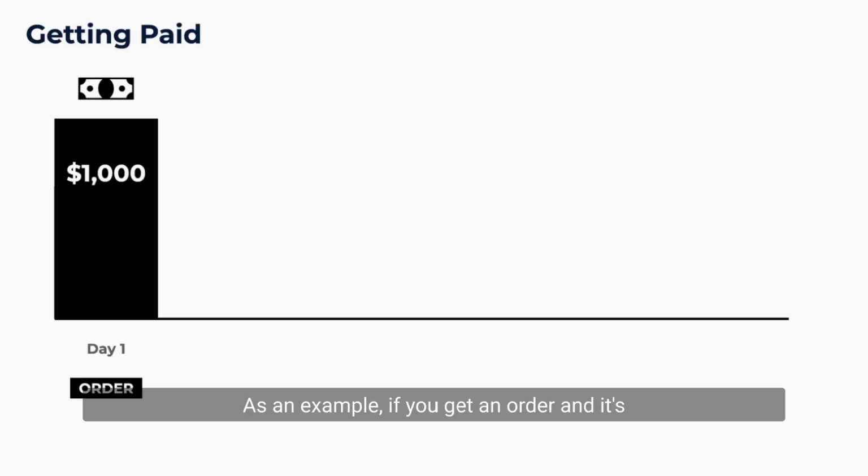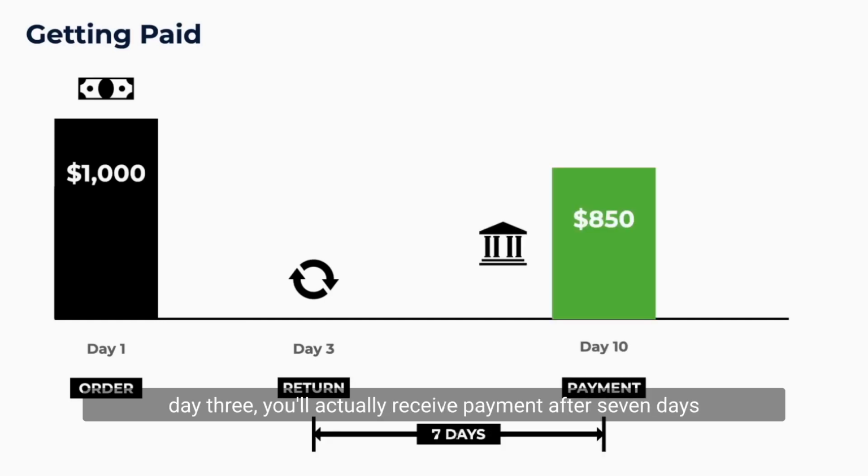As an example, if you get an order and it's closed out on January 5th, the next time you'll get paid for that order will be on the next pay period. That January 7th through January 14th pay period will pay you at that 7th day. So on day 14. Here's an illustrative example. So let's say you receive an order on day one for $1,000 and the customer returns it on day 3. You'll actually receive payment after 7 days elapse, on that next pay period. So this will actually be populated into your account after that payment is closed.